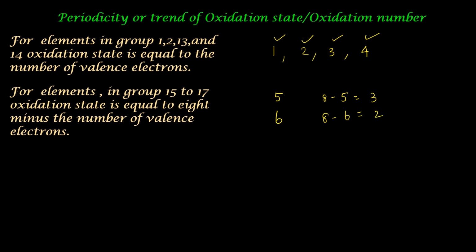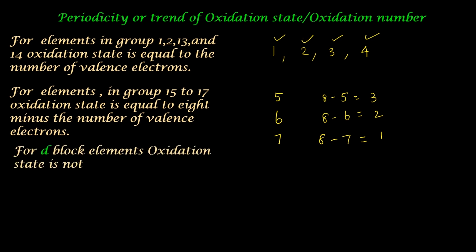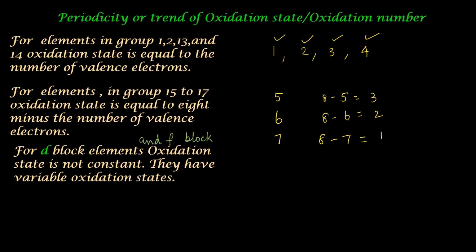17th group elements have 7 electrons in the valence shell. That is, the valence electrons are 7. So the oxidation state will be 8 minus 7 equal to 1. For D and F block elements, the valency is variable. It is not constant. It keeps on changing.